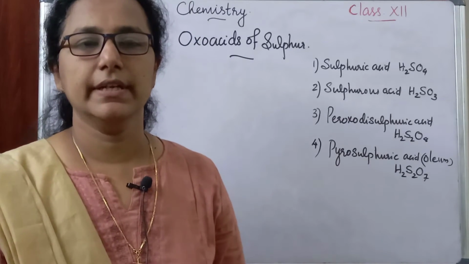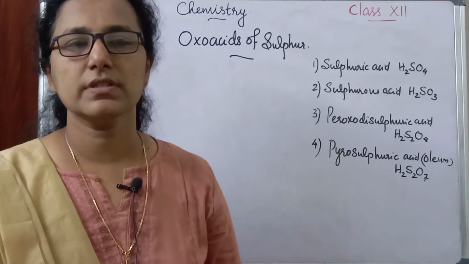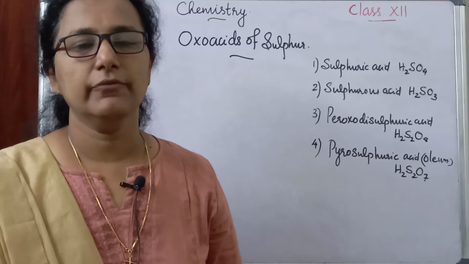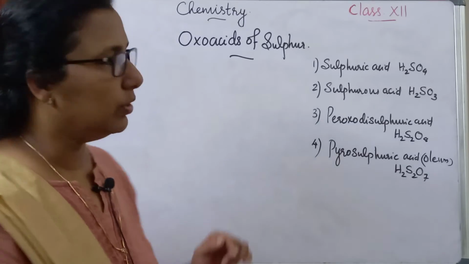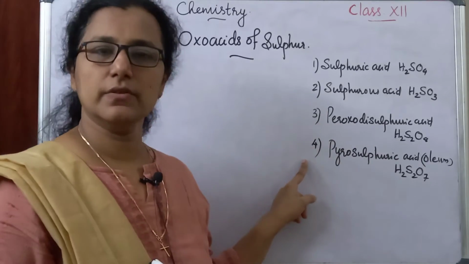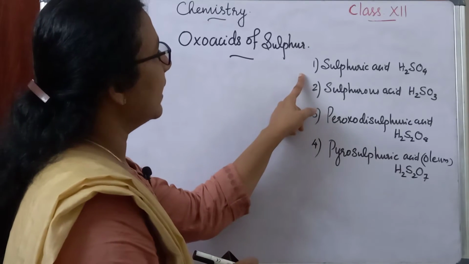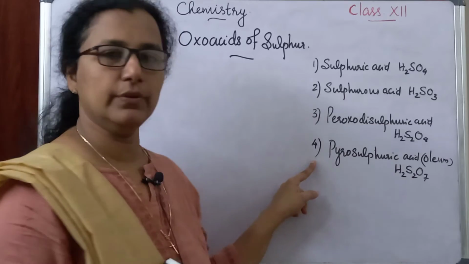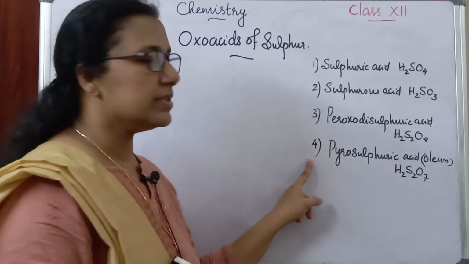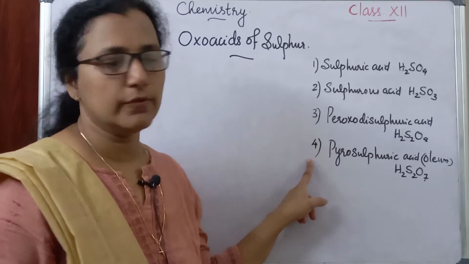Hello students, let us study about oxoacids of sulphur. Actually, sulphur forms a number of oxoacids, but we need to study only 4 important oxoacids of sulphur. They are sulfuric acid, sulfurous acid, peroxodisulfuric acid, pyrosulfuric acid. So these are the most important oxoacids of sulphur.